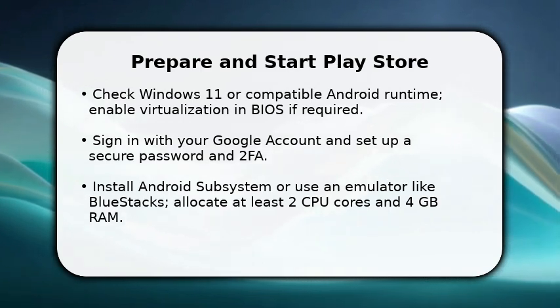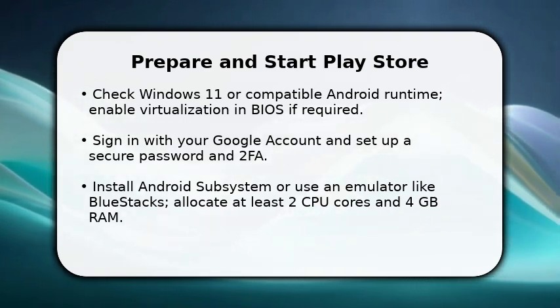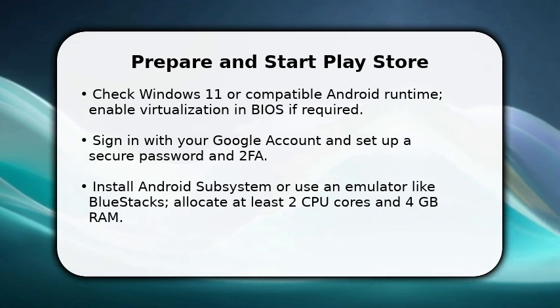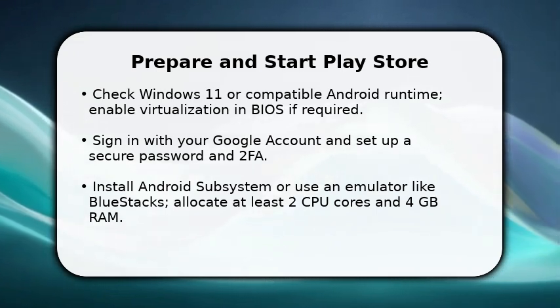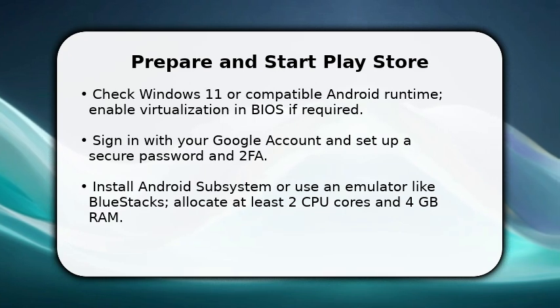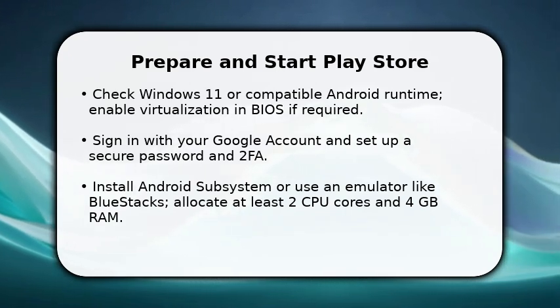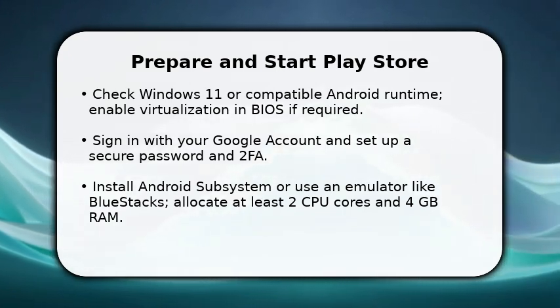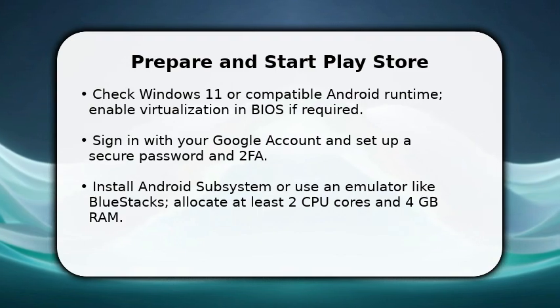Next, install the Android subsystem or a reputable emulator like BlueStacks. Allocate at least 2 CPU cores and 4 GB of RAM. Once done, launch the subsystem and proceed to the Play Store sign-in prompt to start installing apps.